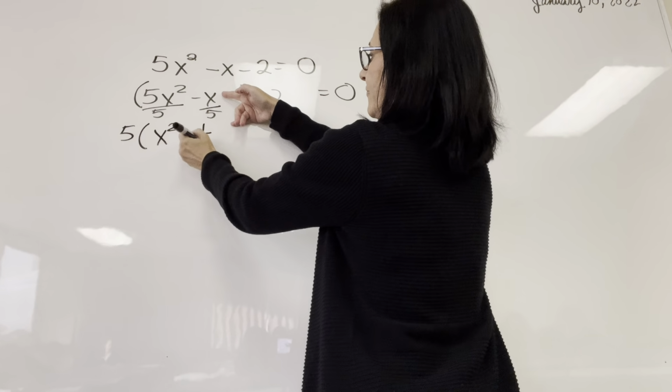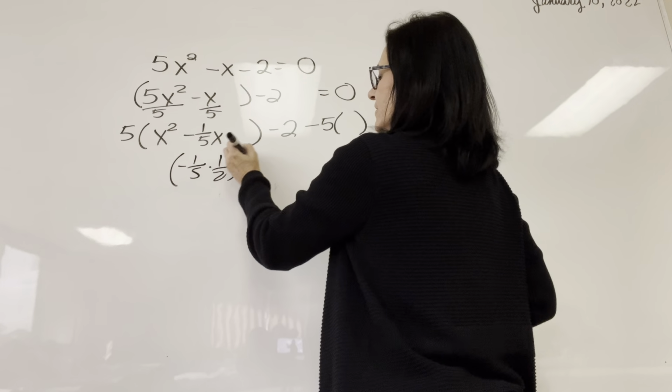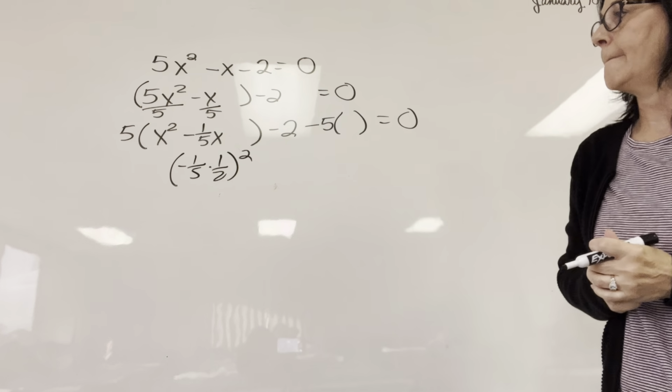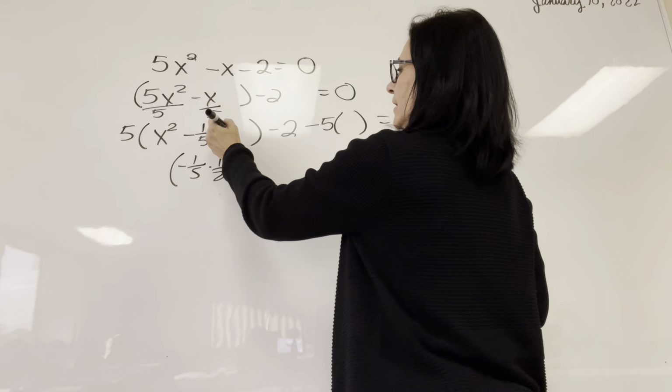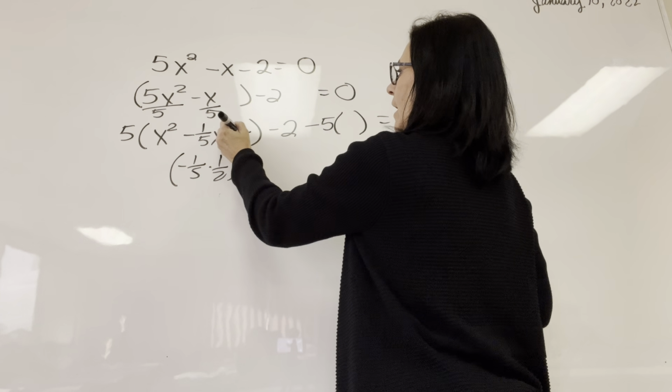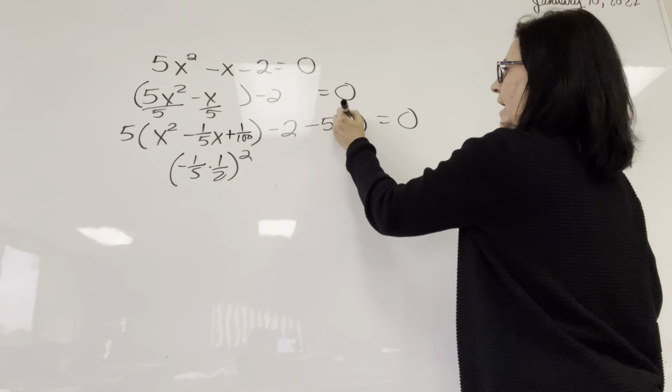All right, so I take half of the 1/5 and square it. What is that? 1/100th. So we add 1/100th, we subtract 1/100th. What's my binomial squared?